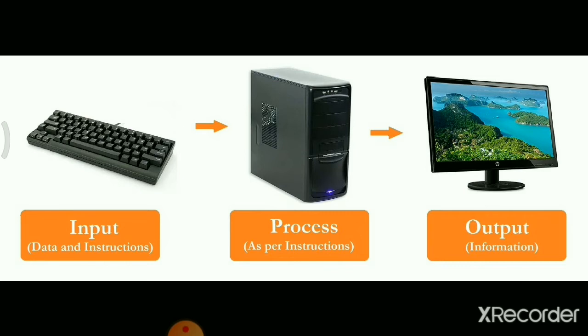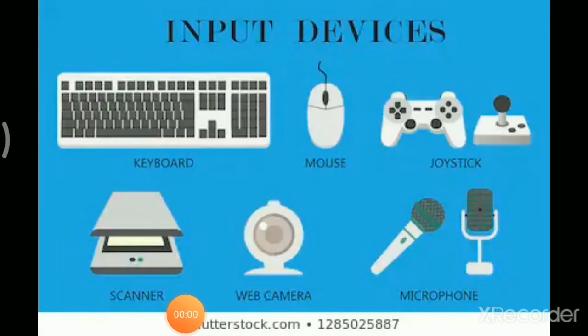So the data and commands given to the computer through keyboard or mouse is input. The Central Processing Unit, CPU, which is the brain of the computer, processes the input and calculates the result. This is called processing. And the result given by the computer through monitor or printer is called output. So children, here are some examples of input devices.